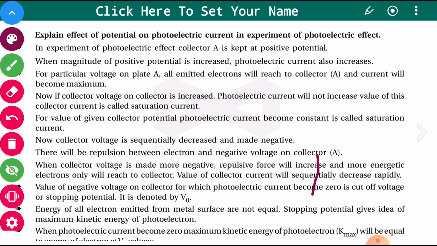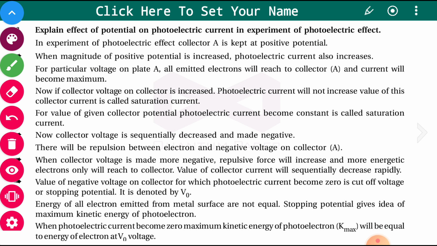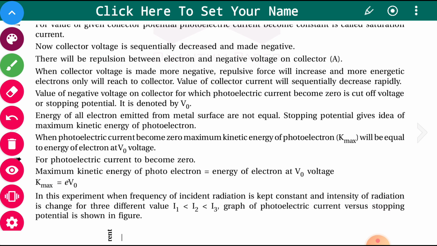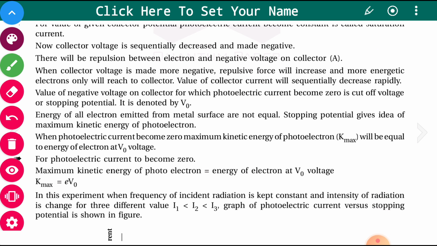Okay, when collector voltage is sequentially decreased and made negative, there will be repulsion between the electrons and the negative voltage of the collector. When collector voltage is made more negative, repulsive force will increase. Electrons which have sufficient energy, or energetic electrons, will only reach the collector. The value of collector current will sequentially decrease. Okay, the value of negative voltage on the collector for which photoelectric current becomes 0.